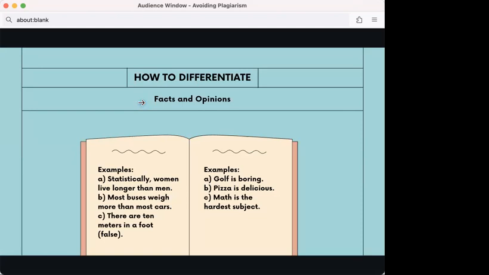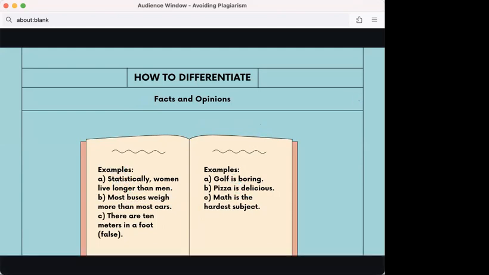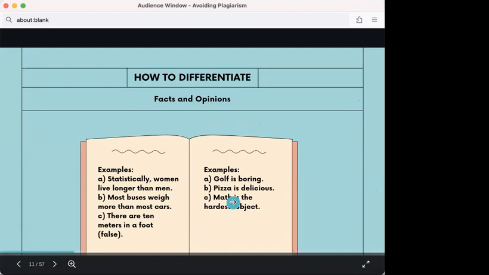First, how to differentiate facts and opinions. There are examples on the left side and on the right side. Please take a look at the examples and try to differentiate between facts and opinions. Facts are statements that can be proven, and facts may be true or false. The examples are the first three on the left side.